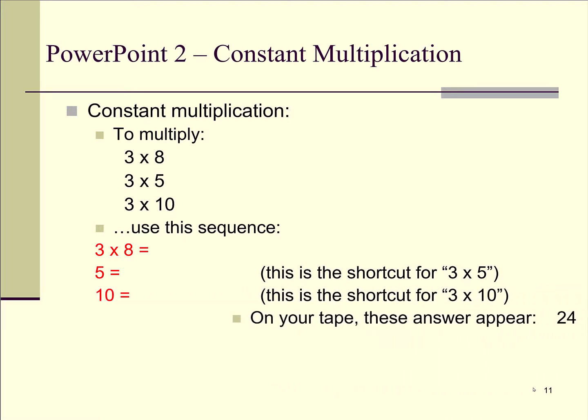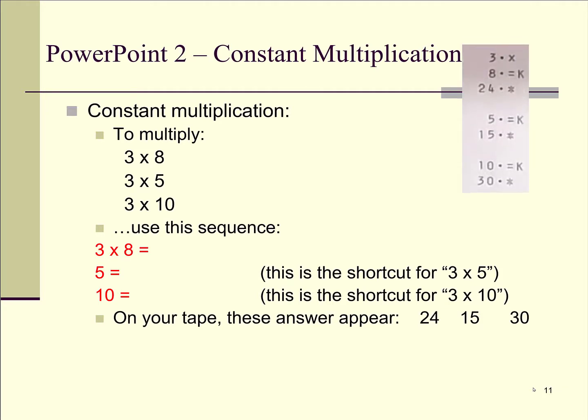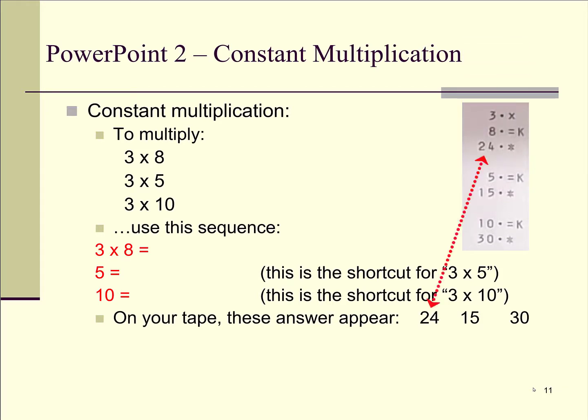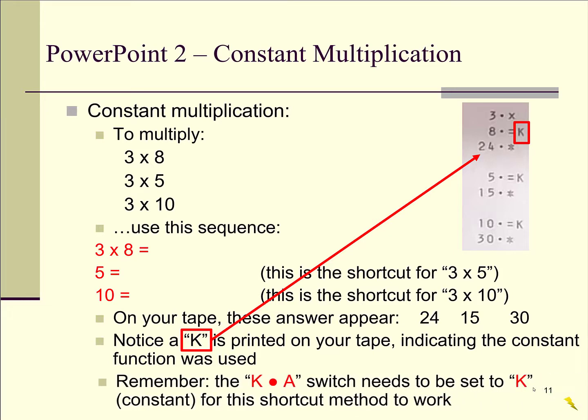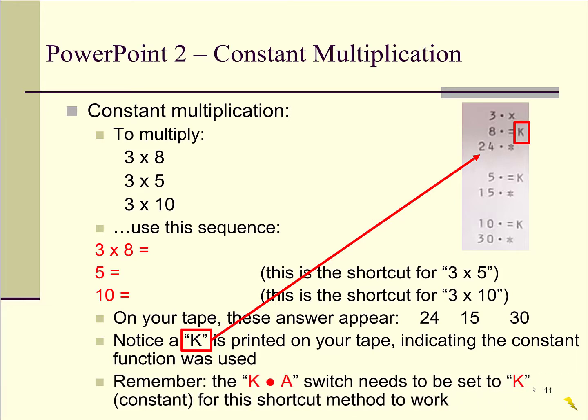Now on your tape, these 3 answers will appear: 24, 15, and 30. Also notice a K is printed on your tape for each of these problems, indicating the constant function was used. Again, don't forget, your k.a switch has to be set to k for this shortcut method to work.